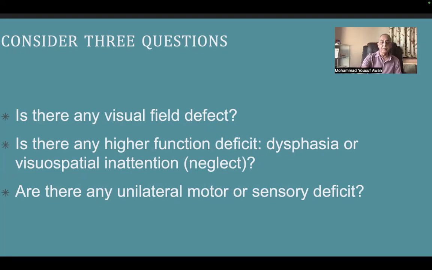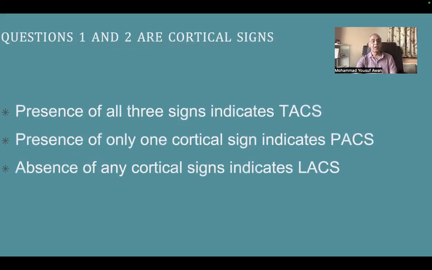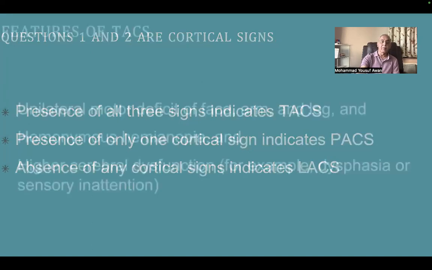So if you review these three questions and find all three signs, that means total anterior circulation syndrome. But the presence of only one cortical sign indicates partial anterior circulation syndrome, and the absence of any cortical sign just indicates lacunar syndrome, right?